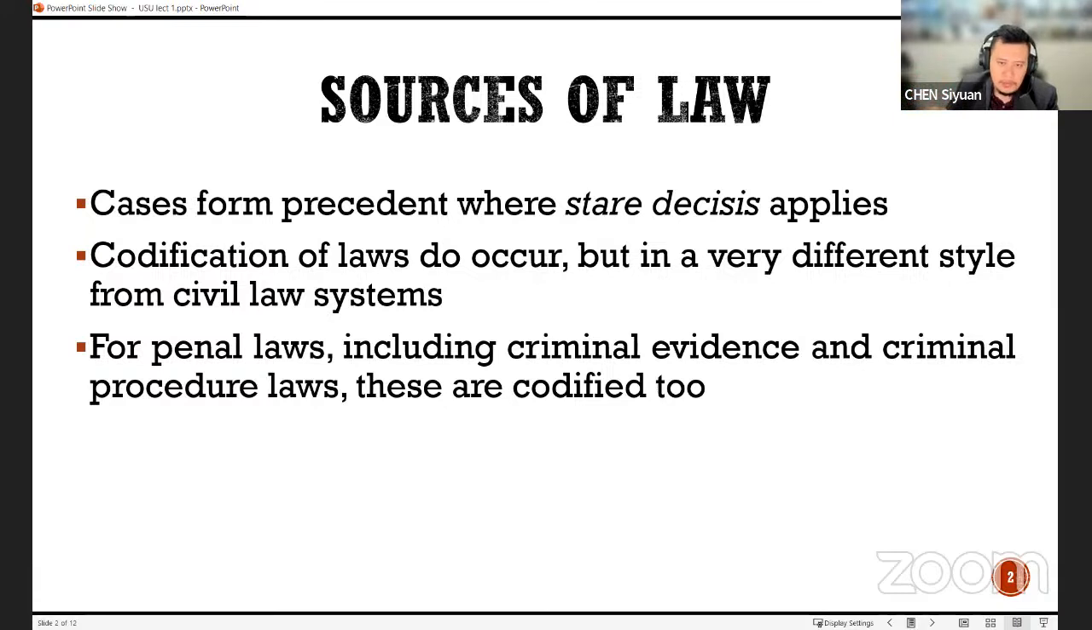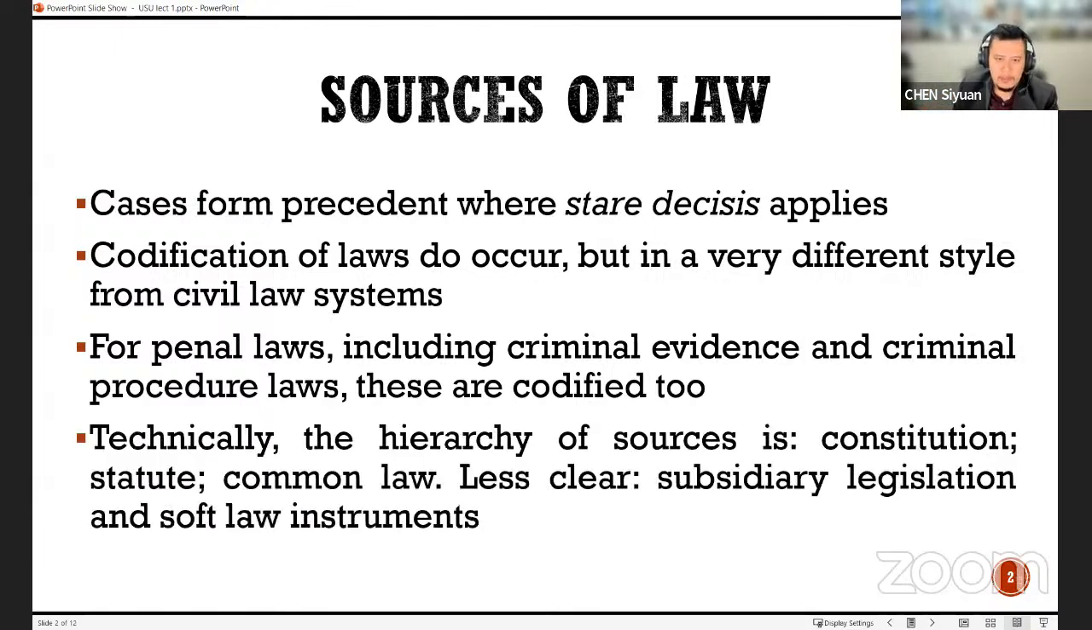But what comes after the Constitution would be your statutes. So even the Court of Appeal, which is the higher court, cannot ignore the statute, because the statute is a higher source of law after the Constitution. Constitution, statute, common law. Common law meaning cases decided by the courts.